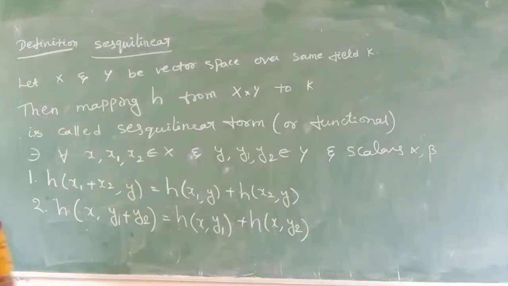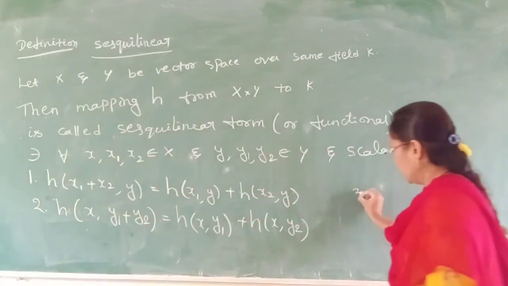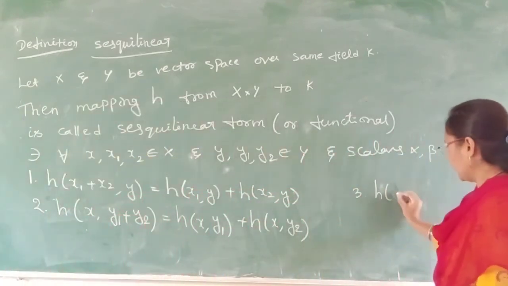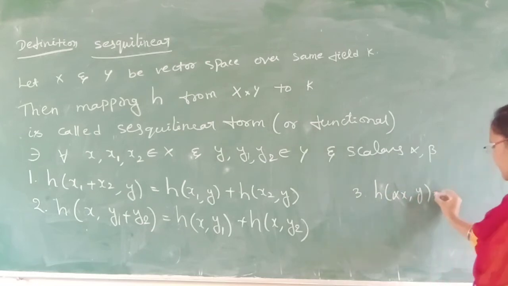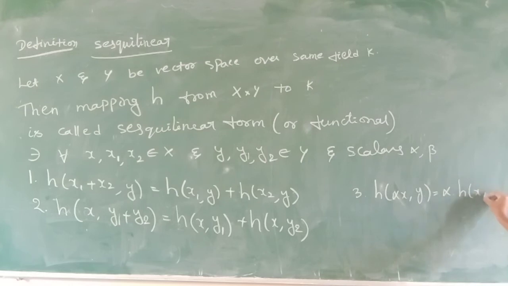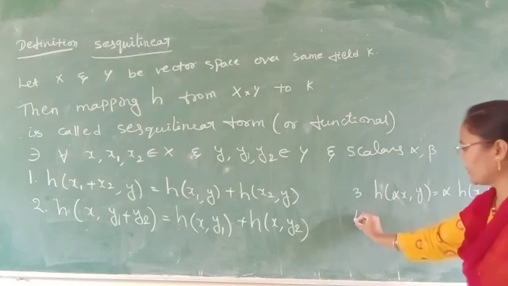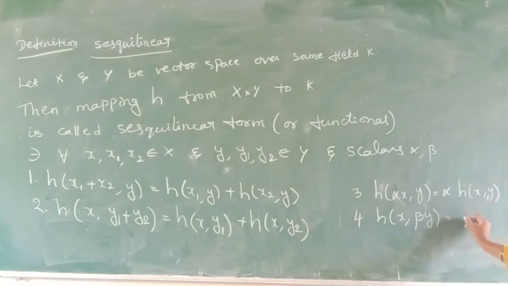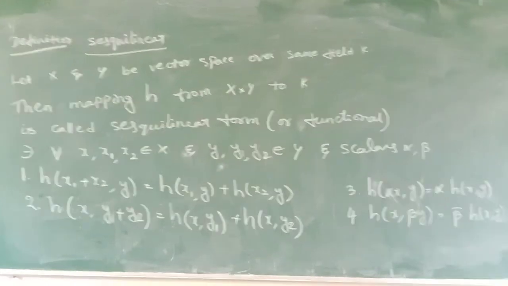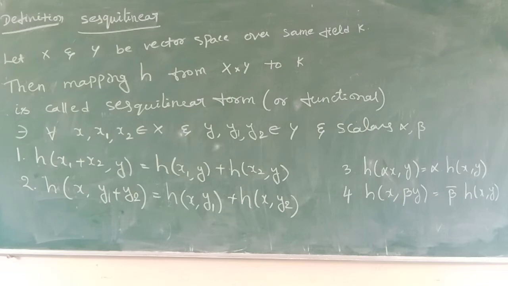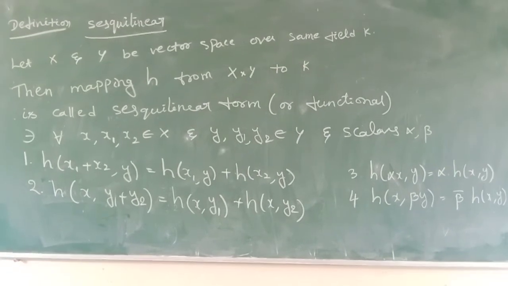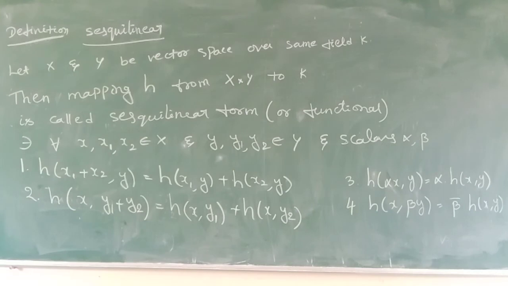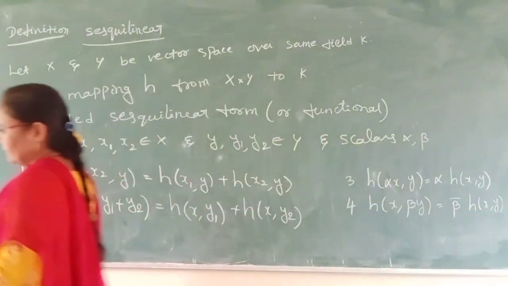See, third property I will write here. H of alpha x comma y is equal to ... then the mapping H from x cross y to k is called sesquilinear. Clear? See what is the definition?